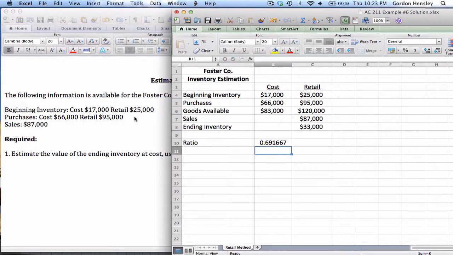I get 0.691667, or basically 69%. So now to get my ending inventory estimate at cost, I'll simply take this number and multiply it by that ratio, and that gives me $22,825. So that will be my estimated ending inventory at cost using the retail method.